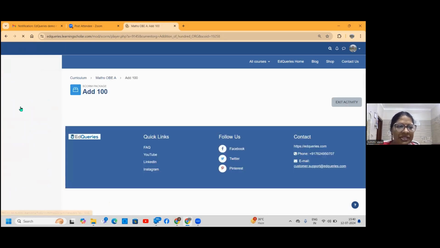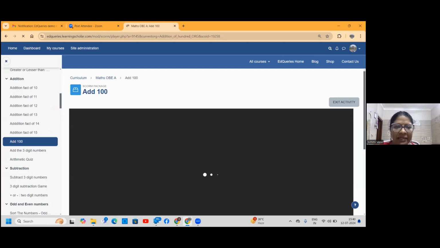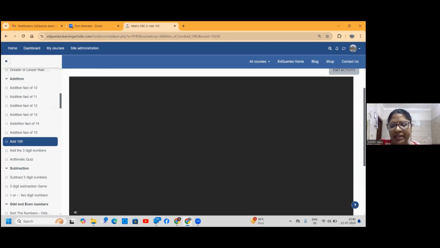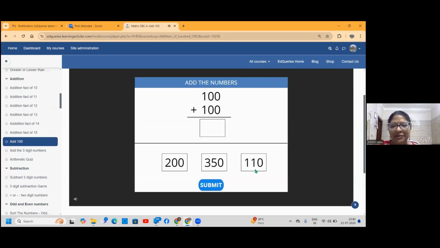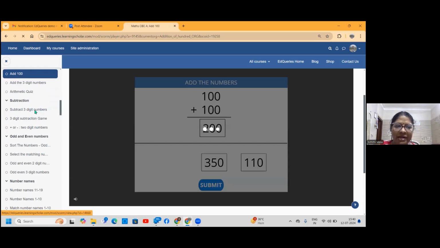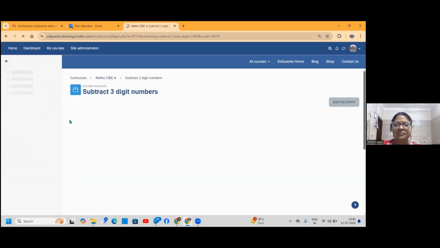Now, we'll just see one more game, add 100. So from simple to complex, we are going. In this game, add the numbers. Drag the correct answer into the blank here. Then click submit. Moving on, we'll go to the subtraction of 3-digit numbers.